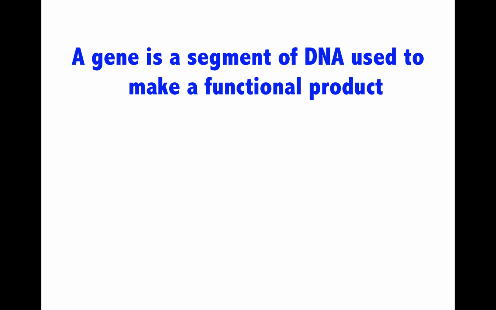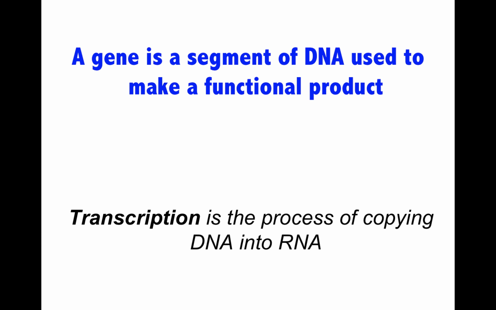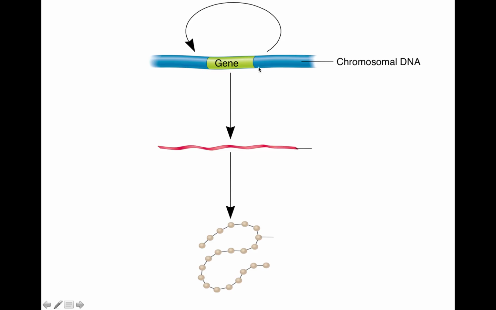So a gene is a segment of DNA used to make a functional product. Transcription is the process of copying the DNA into RNA. If you remember the central dogma, when we have DNA and we make more of it, that's called replication. And if we have a gene and we make an RNA copy of it, that is called transcription. That's what we're going to be concerned about in this chapter. In the next chapter, we'll talk about the process of translation.